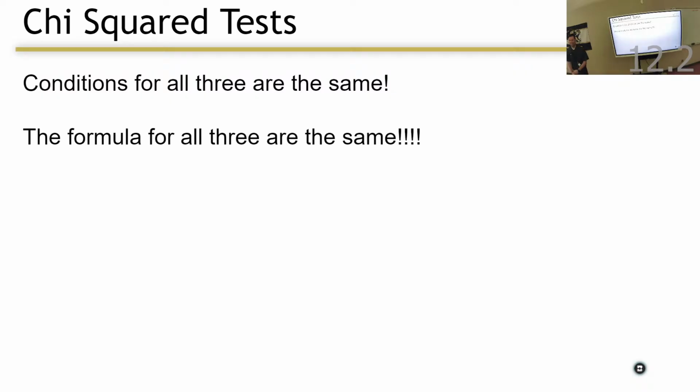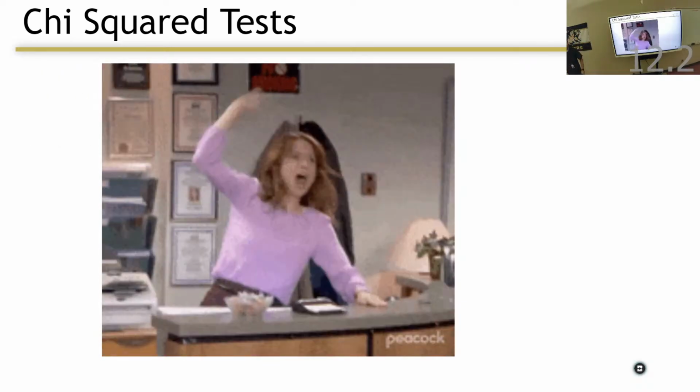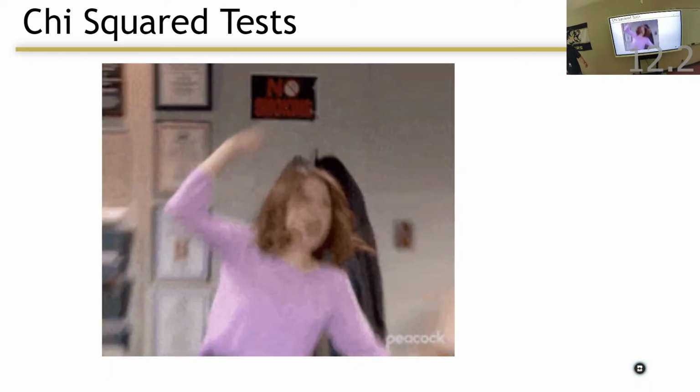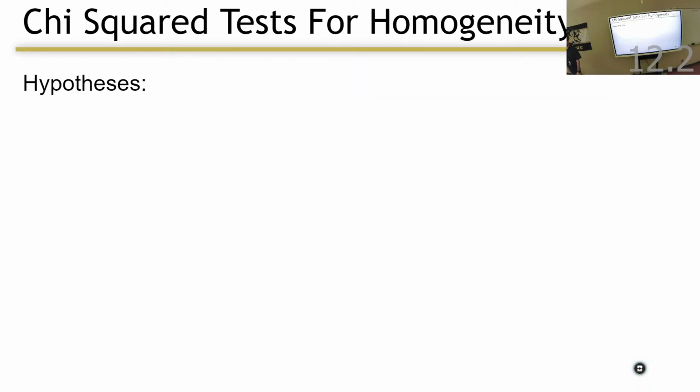The formula is exactly the same. Chi-squared is equal to the sum of observed minus expected, squared, over the expected. Sum those up. The formula is exactly the same. Hypotheses are close to the same.